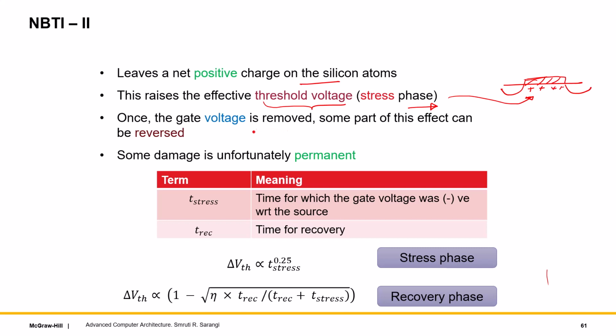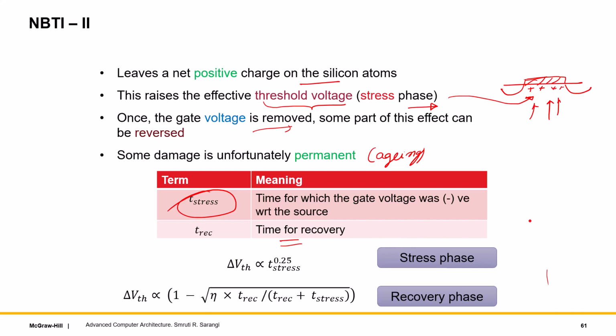Once, of course, we remove the gate voltage, you can argue that some of the protons should kind of get out of the silicon lattice and then should go back and so on. Some of that does happen, but some damage is still permanent, which is why we say that this is an aging effect. So T stress is the time for which the gate voltage was negative with respect to the source. This is the stressing time. This is when the protons are actively moving up. T rec is the time that we give for the recovery.